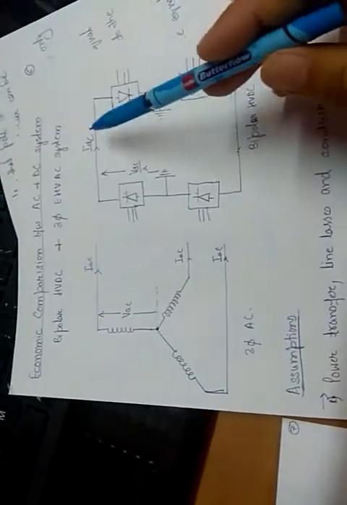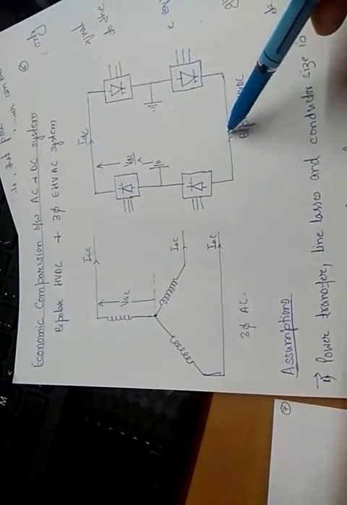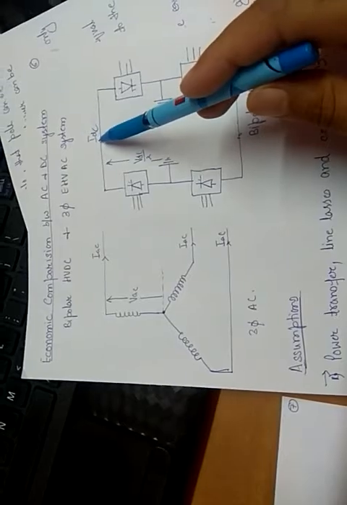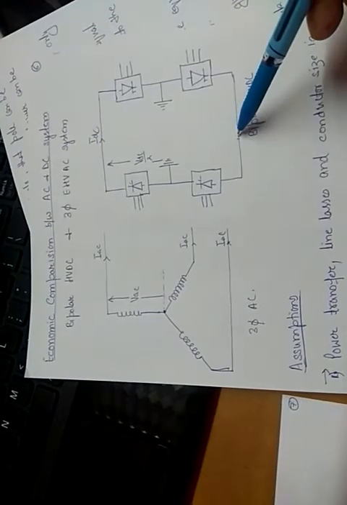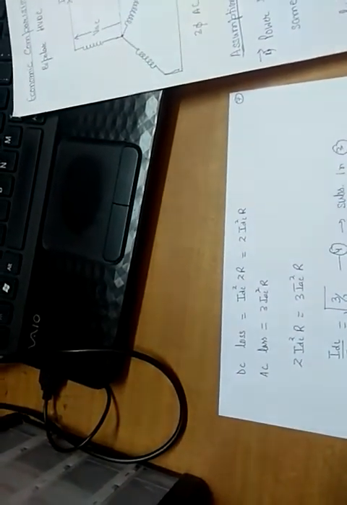There are 2 conductors, 1 and 2, and the same current is flowing in both conductors, and each conductor has a resistance R. So what will be the loss in DC? I_DC square R in this and I_DC square R in this. So it will be I_DC square into twice R. So 2 I_DC square into R.